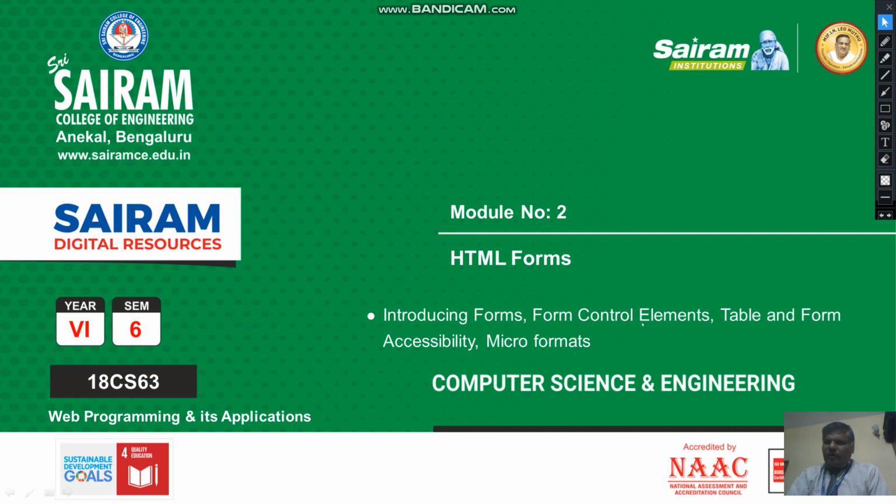Form control elements are going to be there. Then table and form accessibility, how you will access that particular form. So a form may contain tables also. And some microformats are going to be there. In the microformats you will get your vCards, so visiting cards, those things come under the microformats. Let us see how these forms work, and how the elements and forms are accessed, how we will access that particular data.